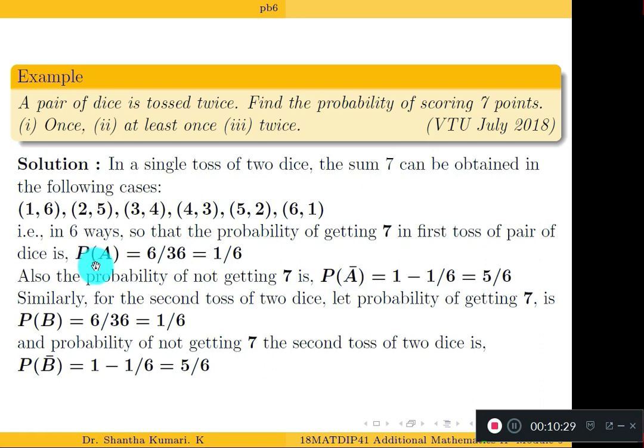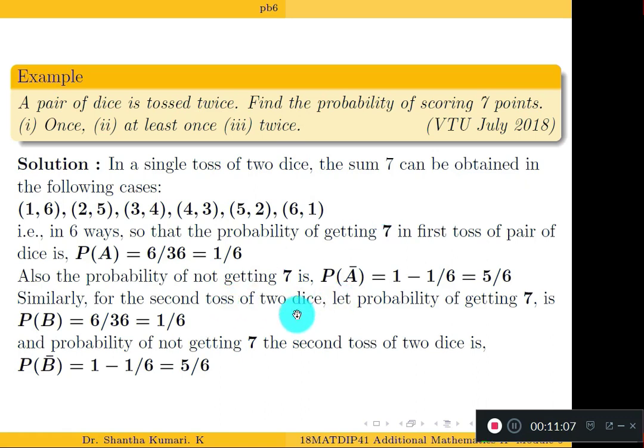What is your event A? Probability of getting the score once. Take it as 1 by 6 in the first toss. So probability of not getting 7 in the first toss, it is nothing but the complementary event of A, P of A complement. It is given by 1 minus 1 by 6, which is 5 by 6. Now for the second toss, for the first toss there are 36 outcomes because in one toss you are tossing 2 dice. Again for the second toss, there are 36 possibilities and tosses are independent, correct?